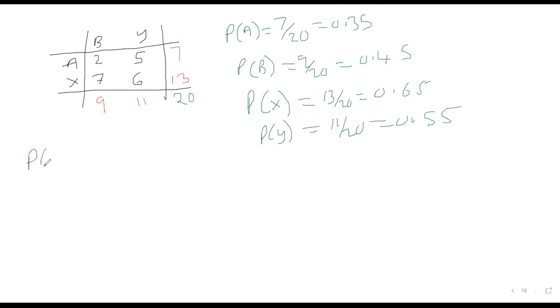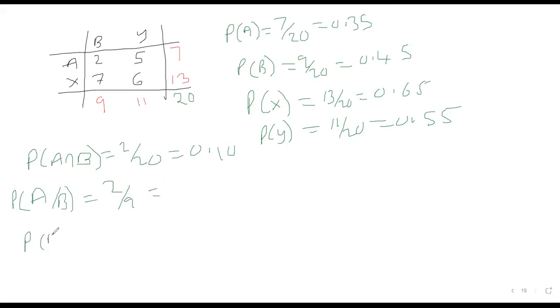Then what is A intersection B? A intersection B, where they meet, 2 out of what? 20, which is 0.1. Then A given B, where they meet is still 2, but this time not the total of everything, the total for B. B, the total is what? 9.